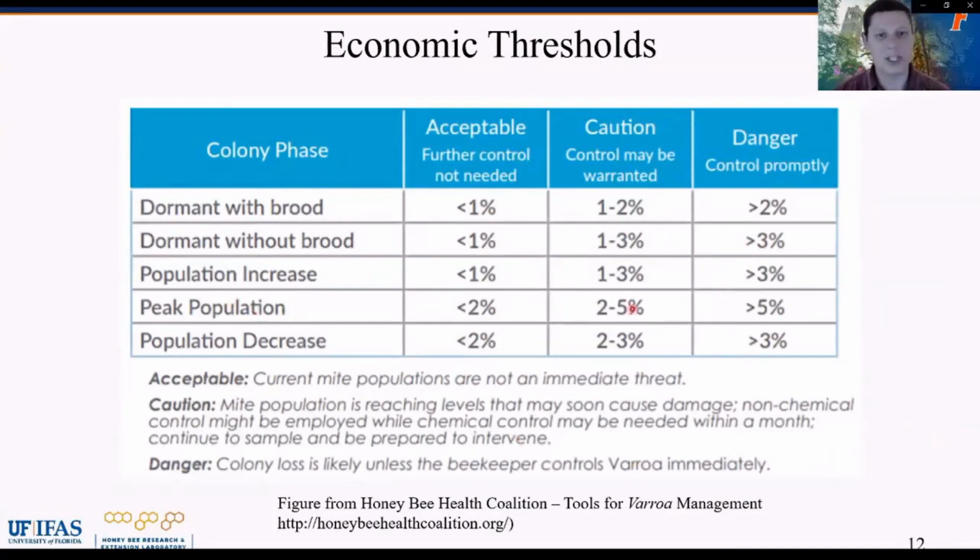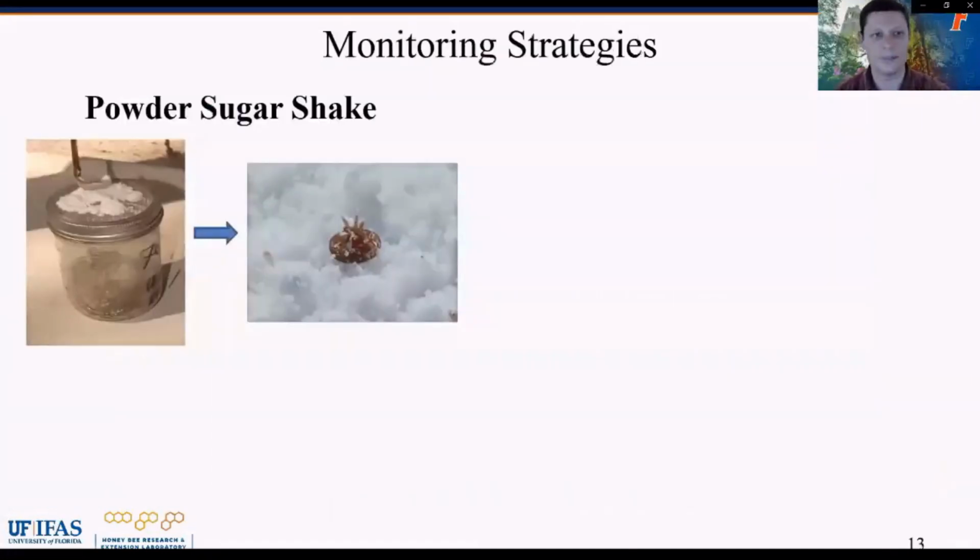But at peak population, the same kind of thing. Now you've got a big, strong colony and you tend to have higher Varroa loads, even if the colony is still fairly strong. But once that colony starts to decrease in population size, like I said, during the late summer and the fall, that's when things get really serious. At about 2 to 3 mites per 100 bees is when you've got to start doing something. You've got to take action.